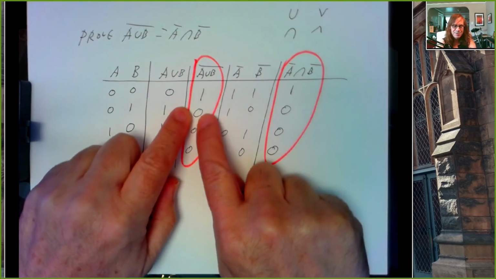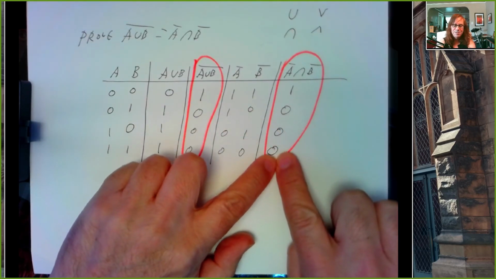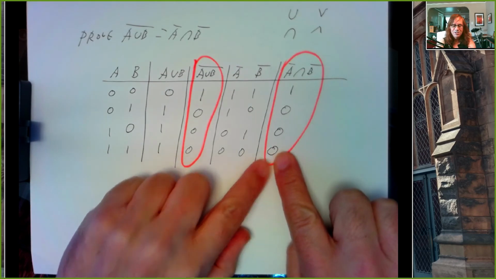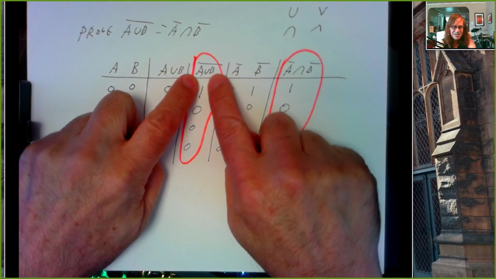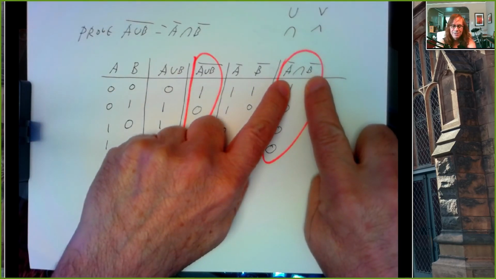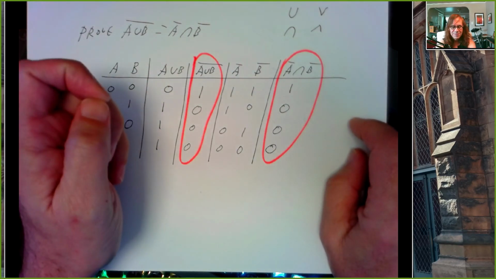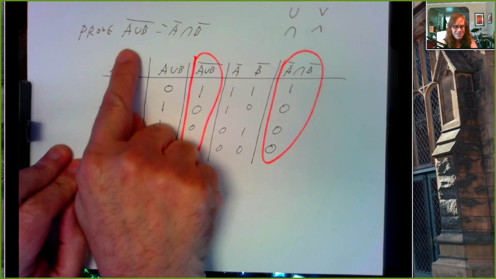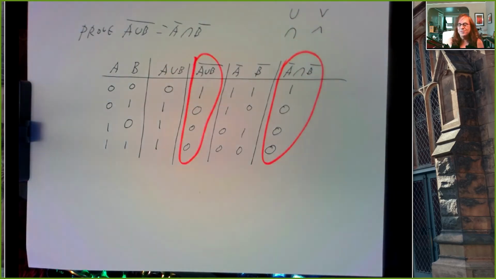And if it does not belong to A union B bar, it does not belong to A bar intersect B bar. So we've just shown with this membership table that an object belongs to this set if and only if it also belongs to that set. Well, that's our definition of equality of sets. Ergo, we can make the following statement: this set is equal to that set. That's a proof of De Morgan's theorem for sets.